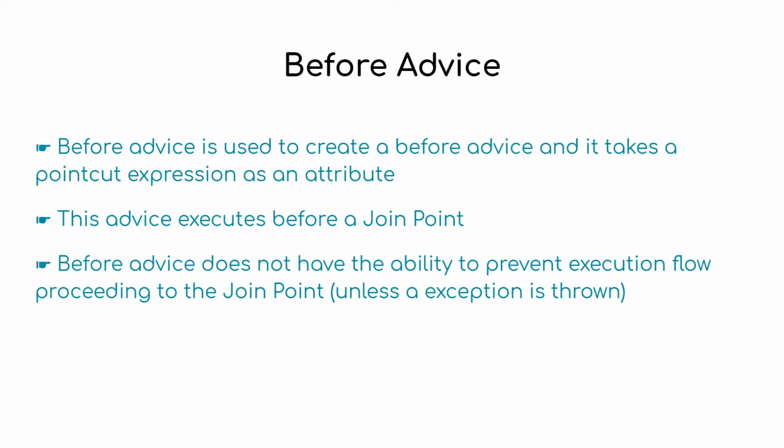In this lecture, we are going to talk about before advice. A before advice is used to create a before advice, and it takes a pointcut expression as an attribute. This advice executes before a join point. Before advice does not have the ability to prevent execution flow proceeding to the join point.